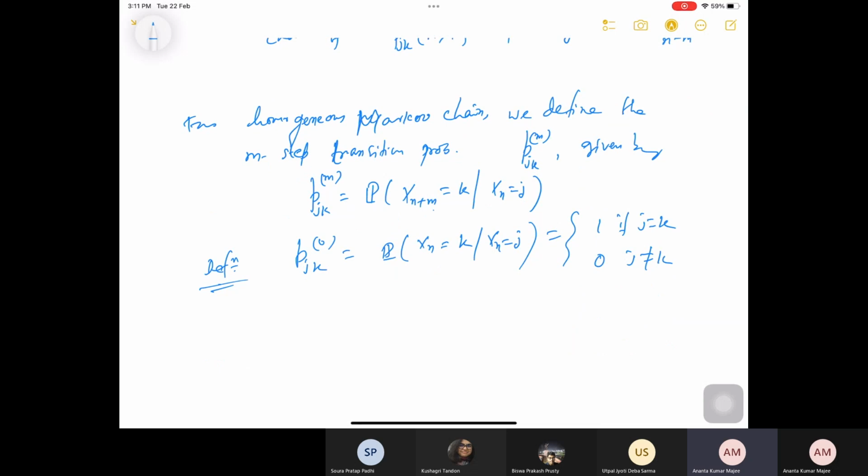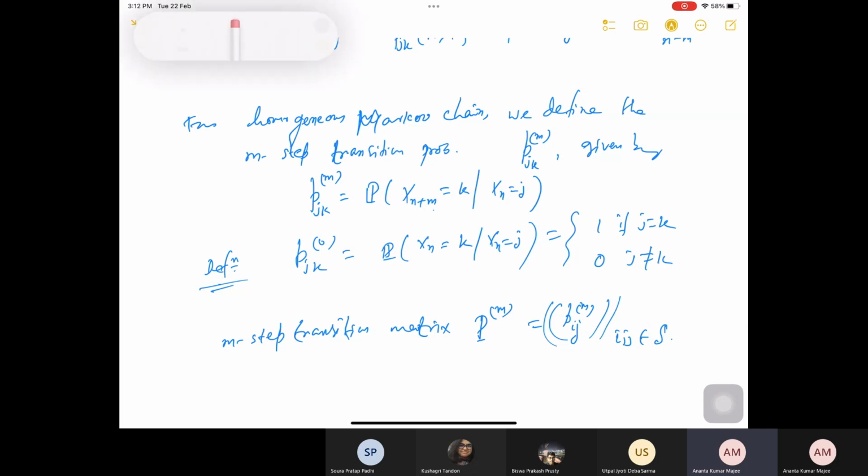So now I have defined the m-step transition probability p_jk(m), and all these values are less than or equal to 1. I am defining the m-step transition matrix, which I denote by P(m). So P(m) has the elements p_ij(m), where i, j are in my state space. It may have infinitely many rows and columns, depending on whether the state space S is finite or countable and so on.